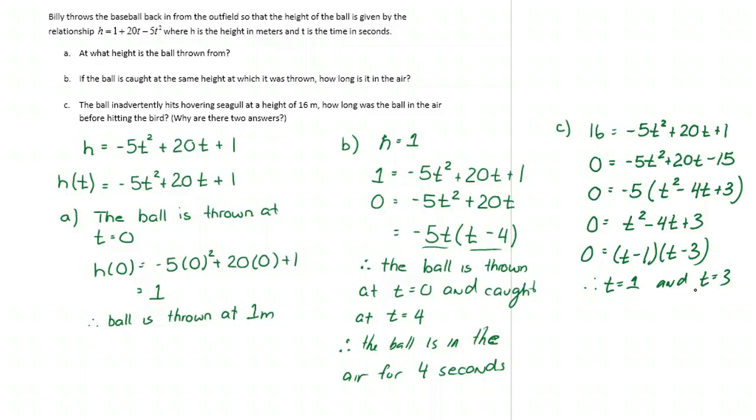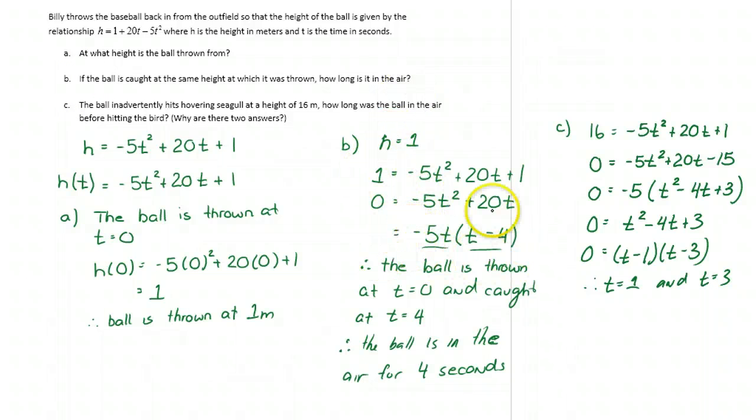Again, big takeaways from this question. We have some relationship relating time and the height of the ball. When you read this question, you just have to ask yourself what is being substituted in. In part A it says, at what height is the ball thrown from? The connection is that the ball is thrown at time equals 0, so we simply substitute in. The second question is, the ball is caught at the same height at which it was thrown. How long is it in the air? We take the answer from A and simply set height equal to 1 and work through.